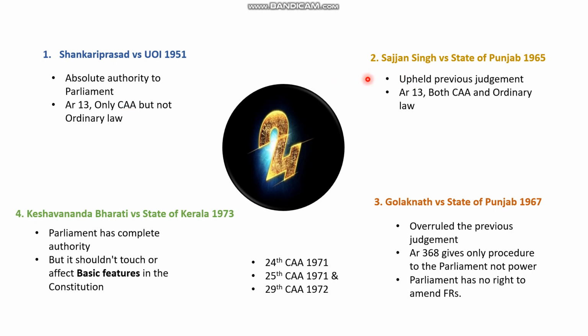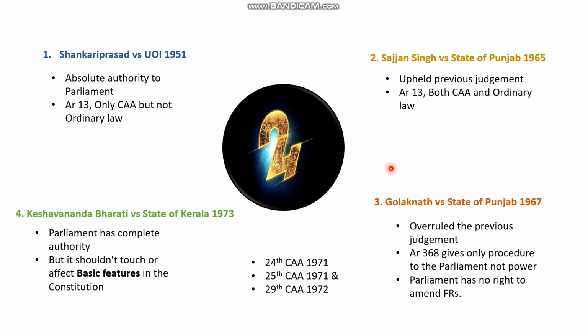In the Sajjan Singh versus State of Punjab case in 1965, the Supreme Court upheld its previous judgment and said, yes, you have absolute authority to amend the Constitution, including the fundamental rights. And the term law in Article 13 was said to include both Constitutional Amendment Acts and ordinary law, meaning they can amend the fundamental rights, and it will not come under judicial review.